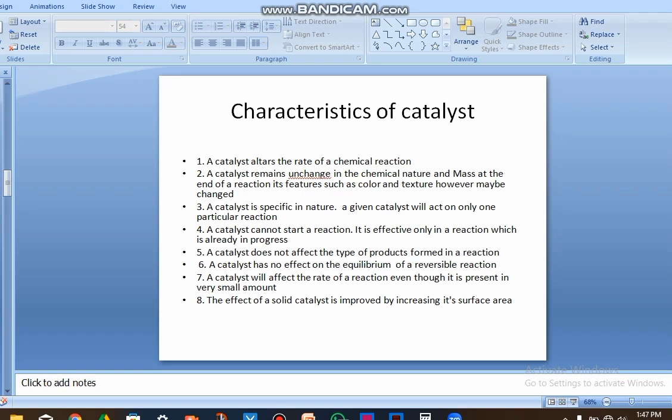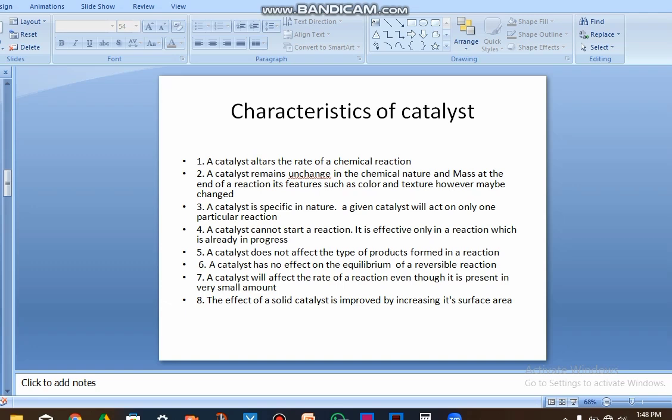Okay, let's see the characteristics. All these things I'm explaining are JAMB past questions. So let's look at the characteristics of a catalyst. Number one, a catalyst alters the rate of a chemical reaction. Number two, a catalyst remains unchanged in chemical nature and mass at the end of a reaction. Physical features such as color and texture, however, may be changed. So take note of all these characteristics, because they are JAMB questions.